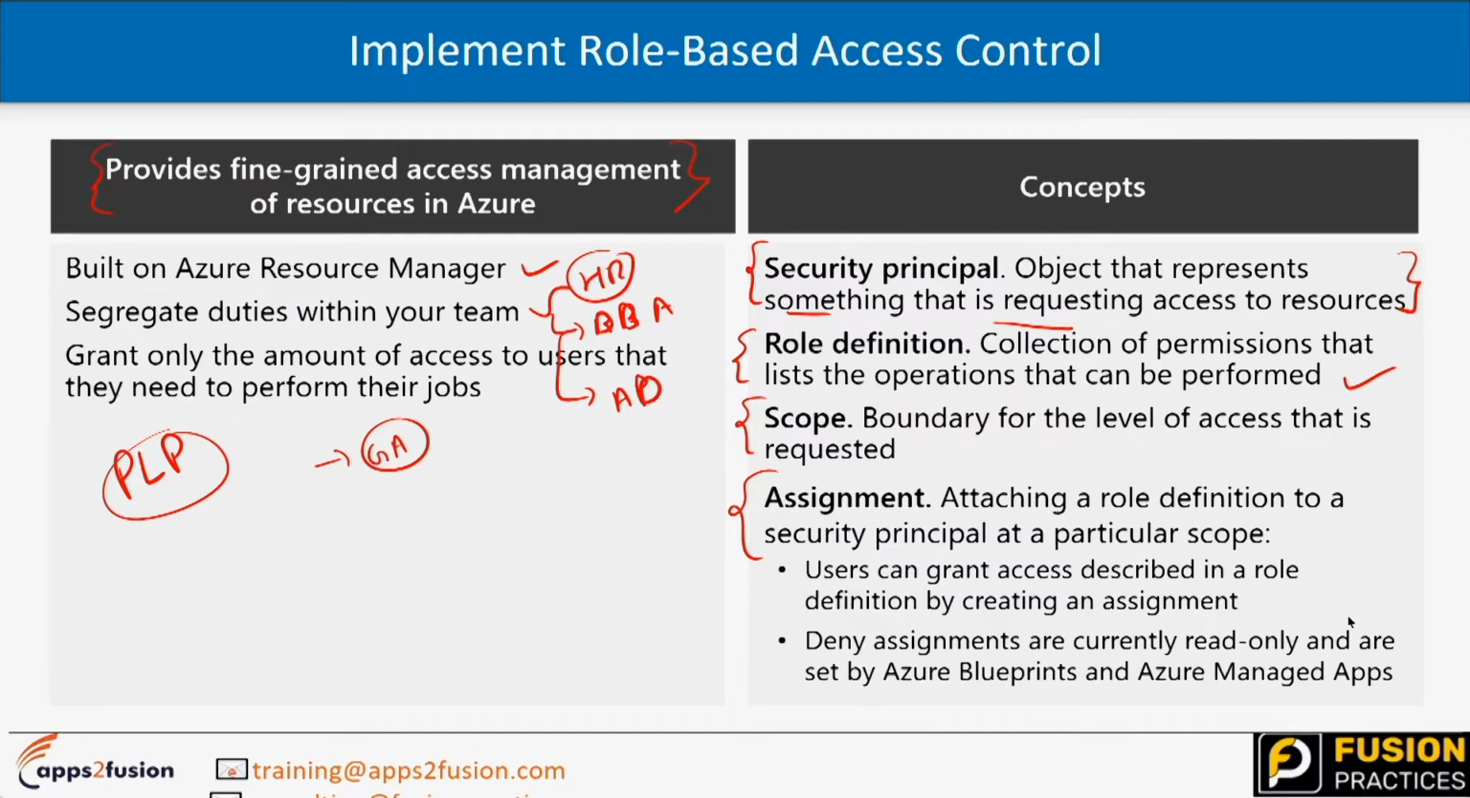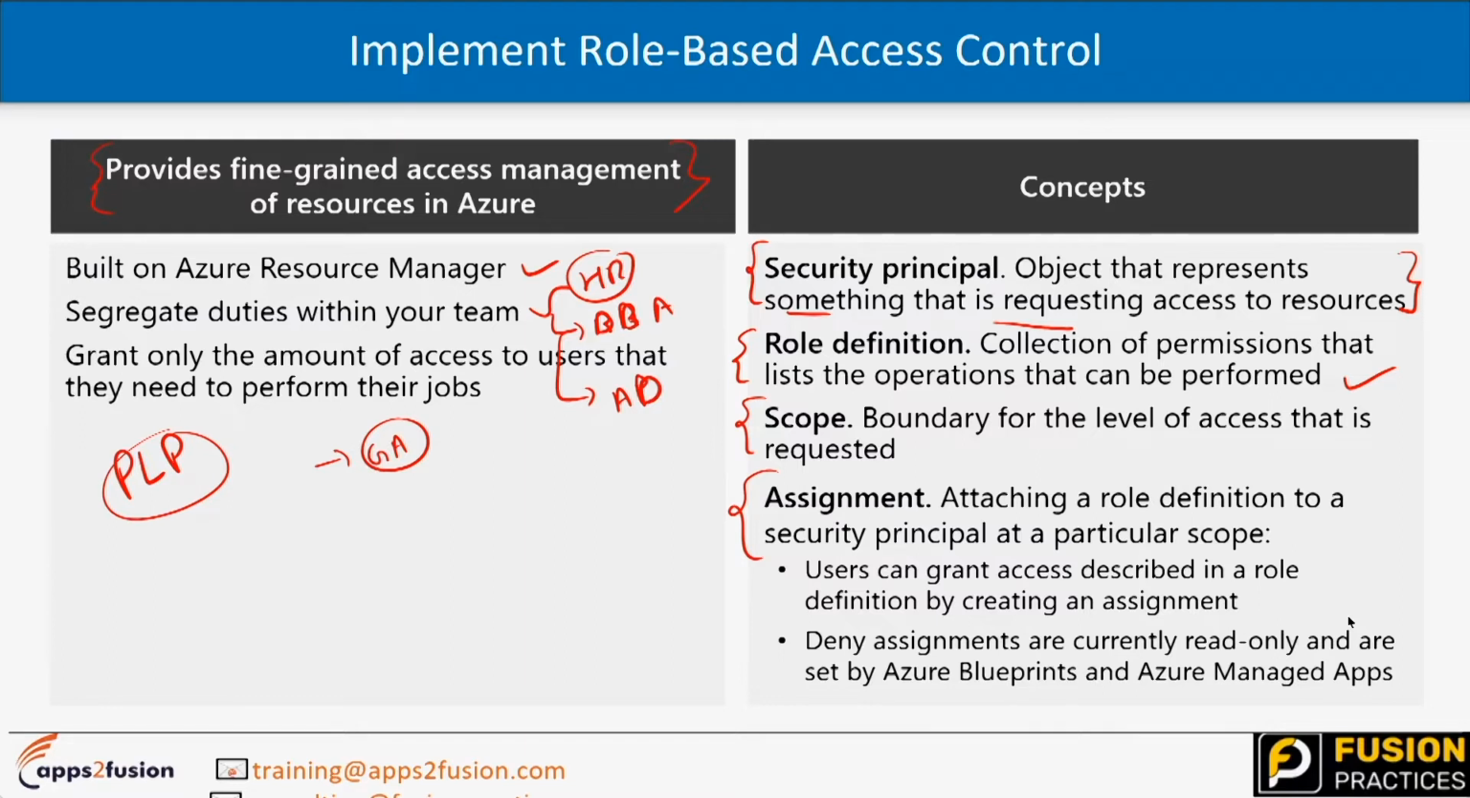Role is a bundle of permissions that are grouped together. Scope is the different boundaries that you're applying the role at. And then you have assignments. You're assigning a role to a user or a service principal or any other level. That becomes your assignment.